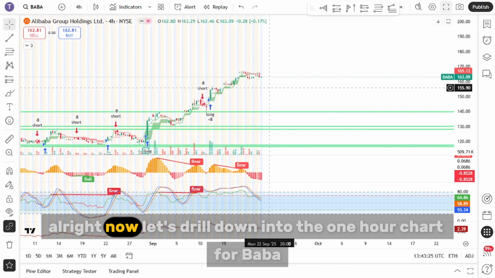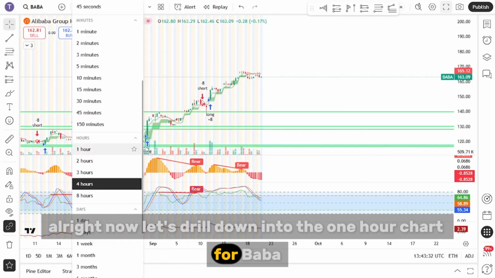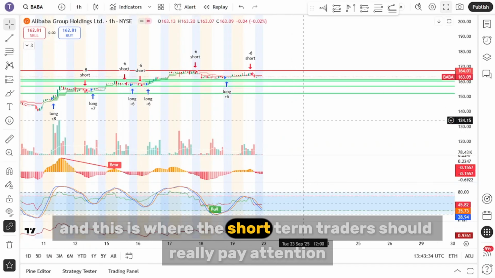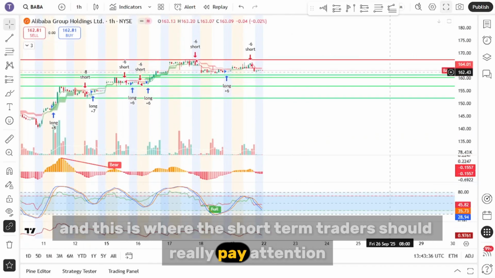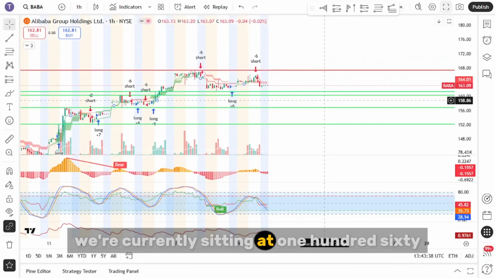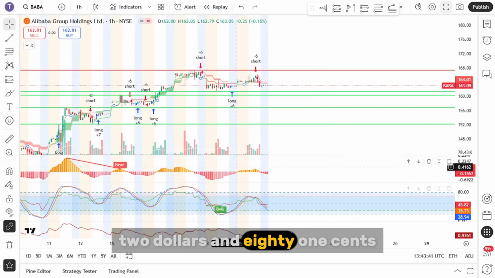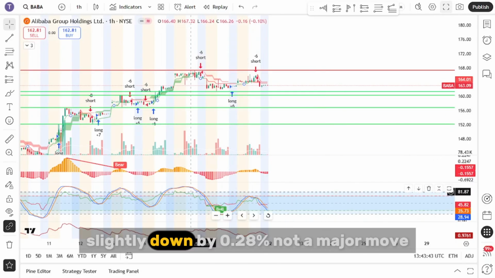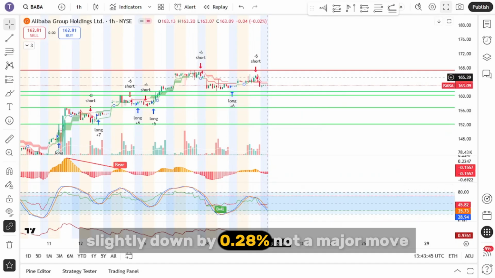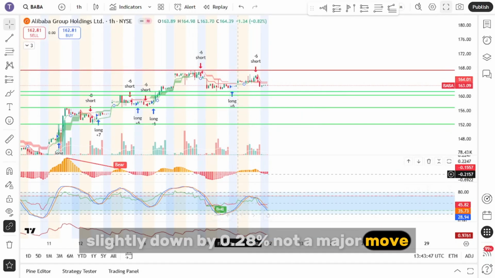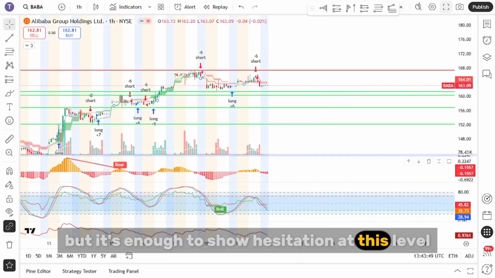All right, now let's drill down into the 1-hour chart for BABA, and this is where the short-term traders should really pay attention. We're currently sitting at $162.81, slightly down by 0.28%. Not a major move, but it's enough to show hesitation at this level.